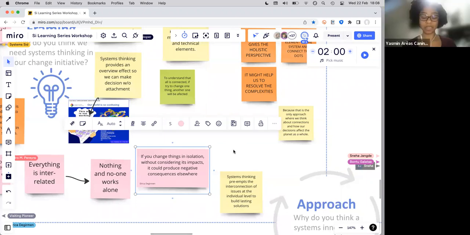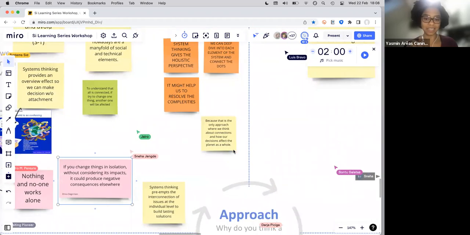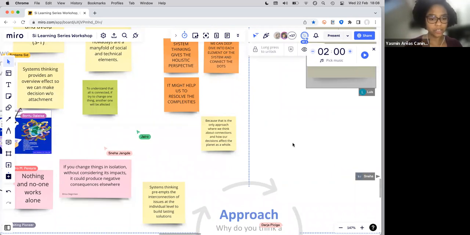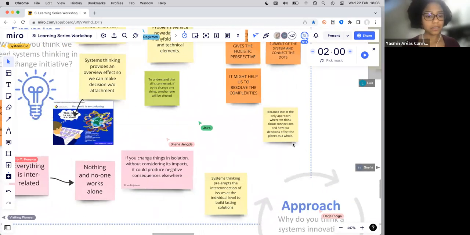Yes, yes, because we don't have an understanding of the whole system, right? We see things in our own perspective. We can be missing out on some points, right? And that can cause a lot of unintended consequences. Great stuff. To understand that all is connected, if you try to change one thing, another one will be affected. Great.